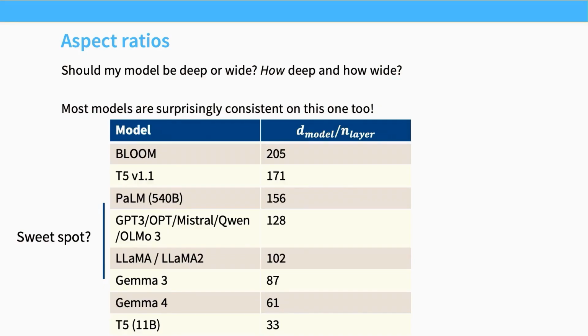You don't really see models go too deep. And you also don't see models go too wide in either direction, right? You see most models have a ratio of about 100 d_model over n_layers. So about 100 width for every layer that you have. This is true for GPT-3 or Llama or any one of these models.